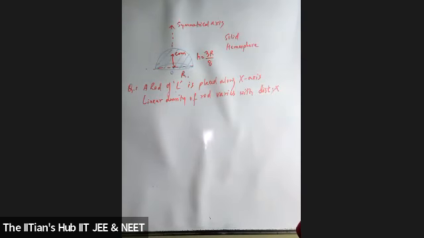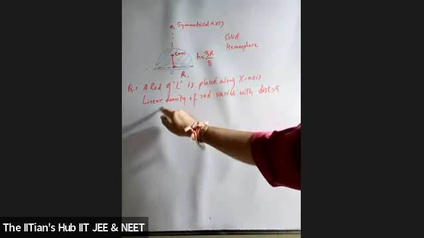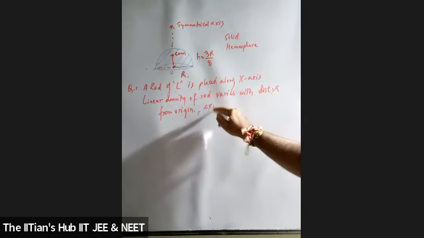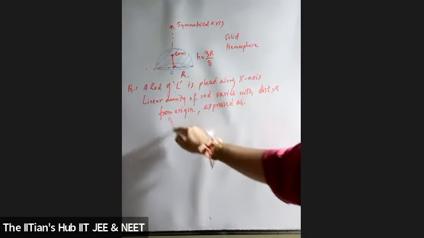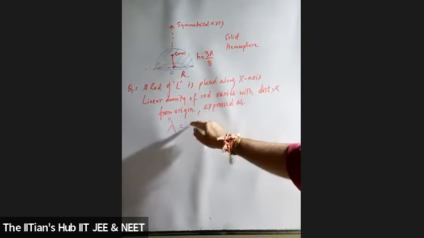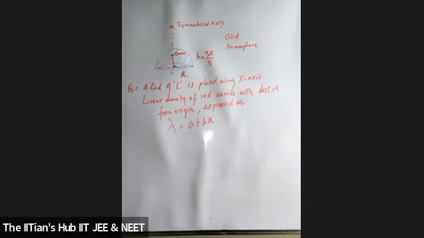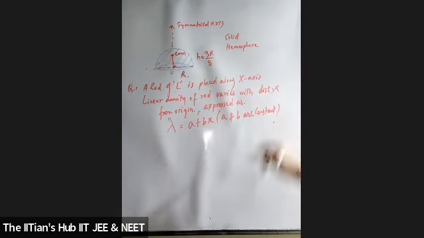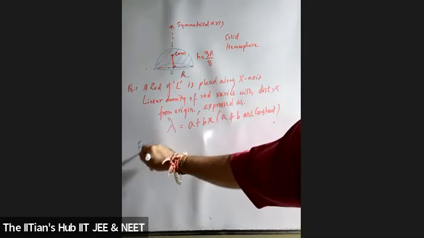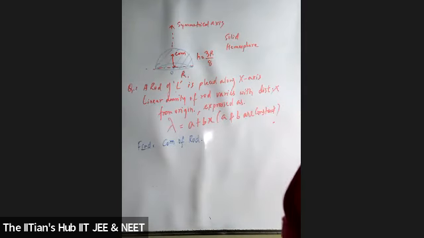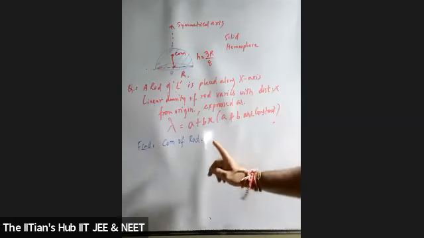How does it vary? The linear density of the rod varies with distance x from origin, and it is expressed as lambda is equal to a plus bx, where a and b are constants. मेरा question है students, find COM of the rod. क्या ये question clear हुआ students?